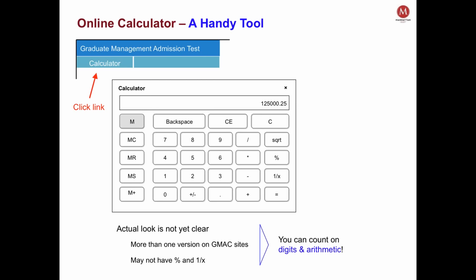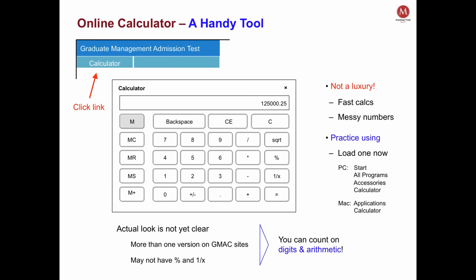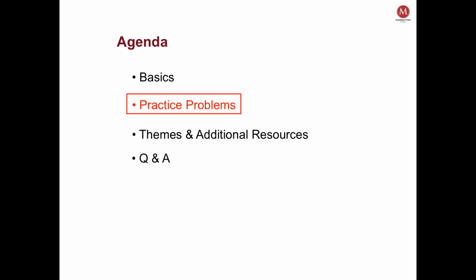As my slide says, there's been more than one version of the calculator on GMAT sites. Some have percent, some don't. Some have 1 over X, some don't. Don't worry about it. You always have digits and arithmetic, and that honestly is all you need. So get out those calculators before we take a look at a problem, because that's going to be our next step. I'm just going to give you a moment to get the calculator started, and let's move into our next stage of the presentation.